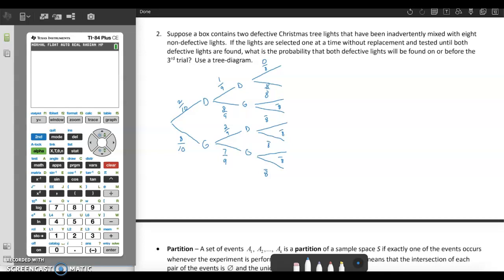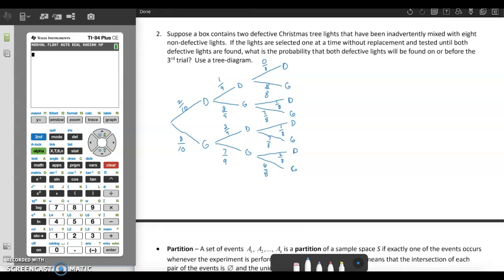Now, if I've picked a defective and then a good, there's 1 more defective left I could choose. Sorry, I forgot to label these. These should be D's and G's all the way down. And if I've picked 1 of each, then that means there are also 7 out of 8 good ones left. Similarly, if I picked a good and then a defective, there would be 1 out of 8 defectives left and 7 out of 8 good left. And if I picked 2 goods in a row, then there would be 2 out of 8 defectives left and 6 out of 8 good left.